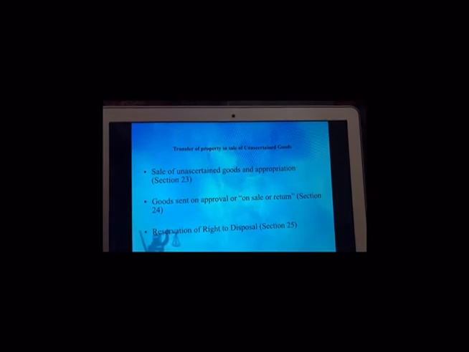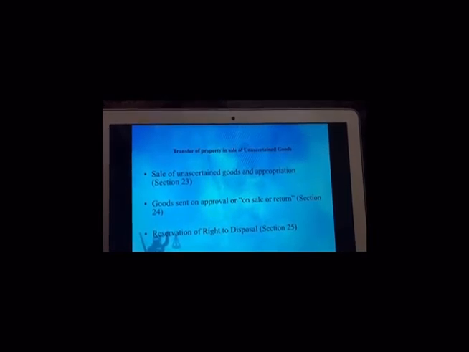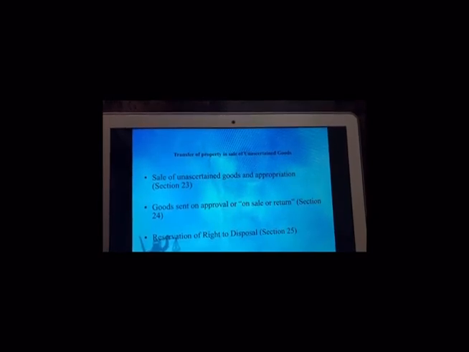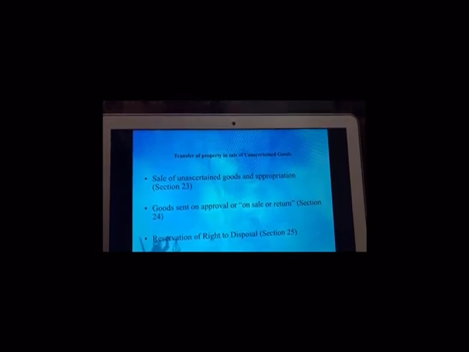The second part says the seller has unconditionally appropriated the goods if he delivers them to the buyer or a carrier for the purpose of transmission to the buyer. However, if he doesn't reserve the right of disposal of the goods, then it can be said that he has appropriated the goods to the contract.